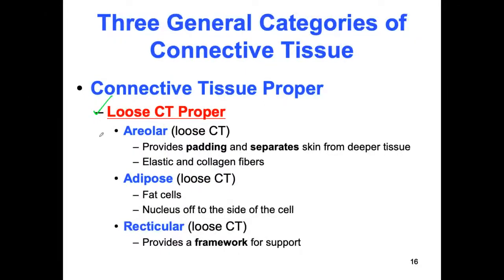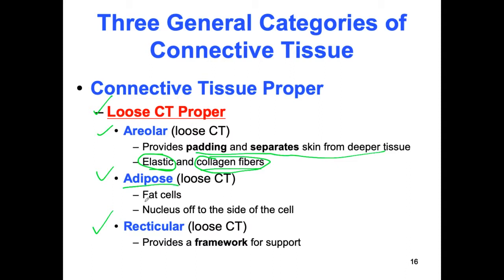So loose connective tissue, we have areolar, adipose, and reticular. Areolar is the padding that separates the skin from the deeper tissue. So if you were to pinch the skin of your forearm near your elbow, when you pinch it, you can't pinch the muscle. It actually separates the skin from the muscle. And it's made up of elastic and collagen fibers. Elastic gives it more flexibility and elasticity, and collagen fibers give it more structural support, like for strength.